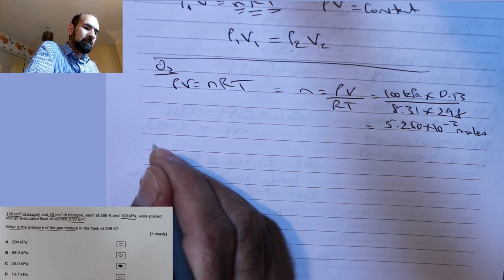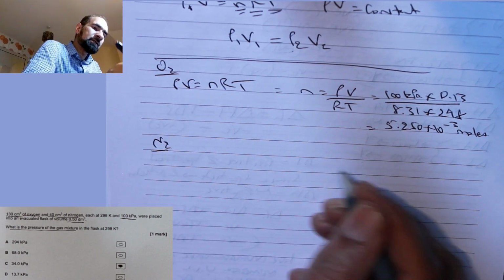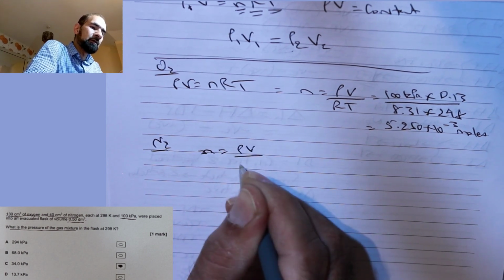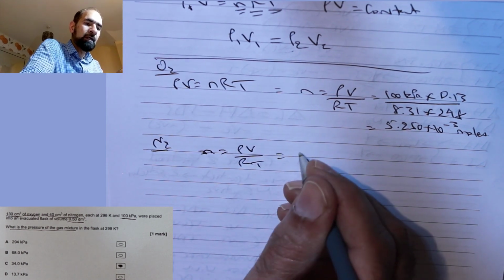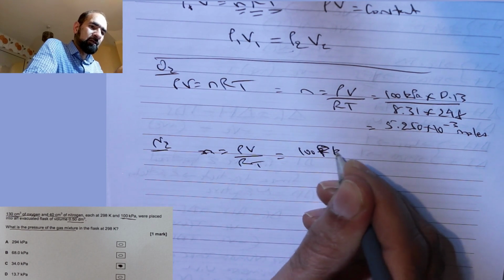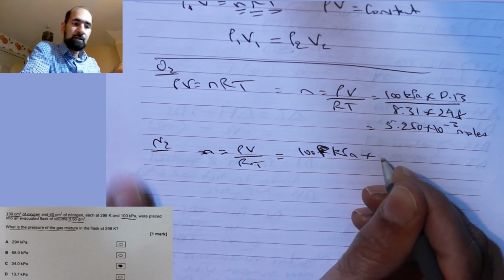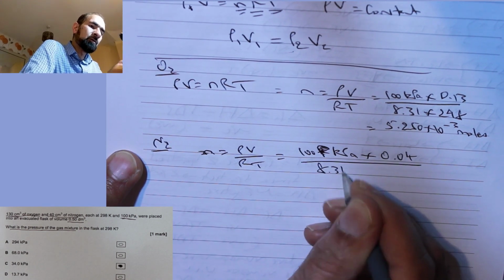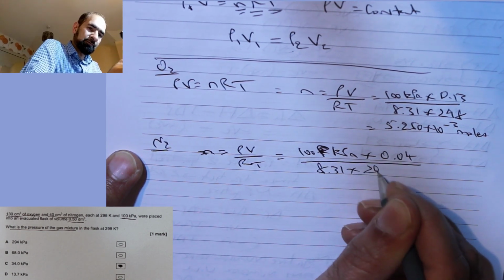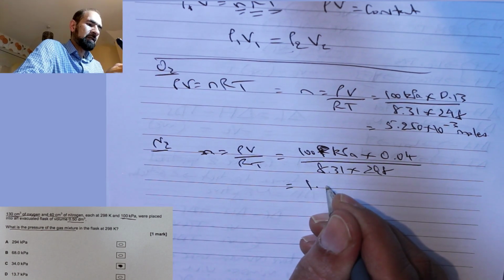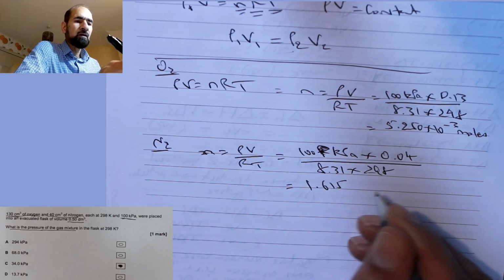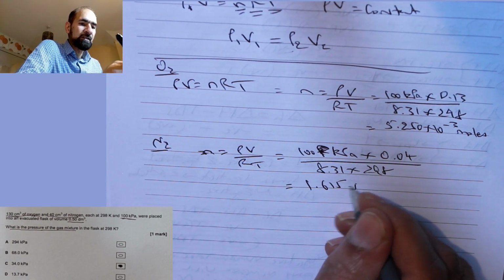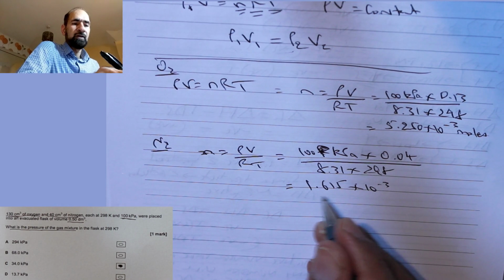So the moles of nitrogen is, again, PV equals nRT, so n equals PV over RT, which equals, again, pressure still the same for this gas, kilopascals times, now this time the volume is 0.04, divided by 8.31 times 298, which equals 1.615. Now I'm in between an answer, not the final answer, so I'm going to leave it to more significant figures than I actually need for my answer. So that's why I'm giving it 4 sig fig.